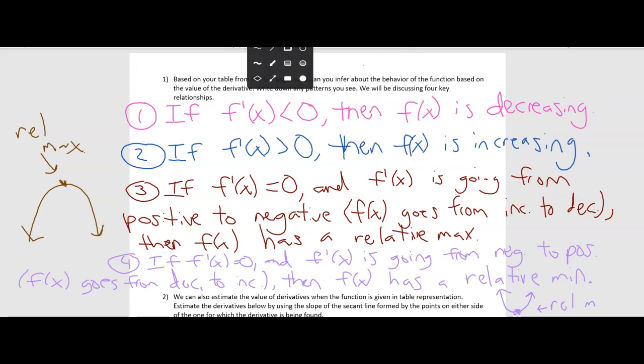So these relationships are nice because if you don't have a graph, so maybe you have a table or just an algebraic form of the function, you can figure out what's going on with the graph based on what's going on with the derivative. So if it's a complicated function that you don't know how to graph, you can still have characteristics of the graph become apparent based on what the derivative is telling you.